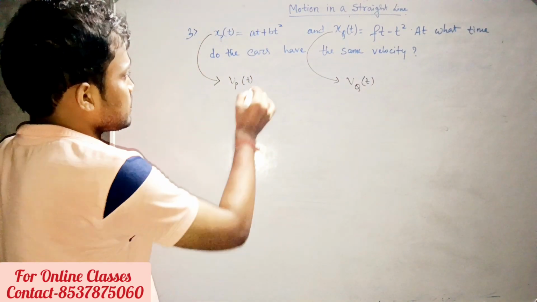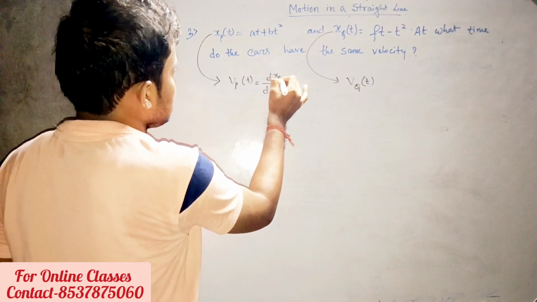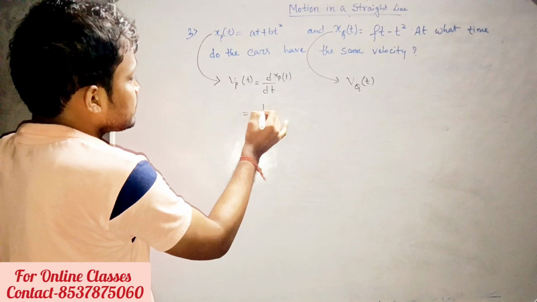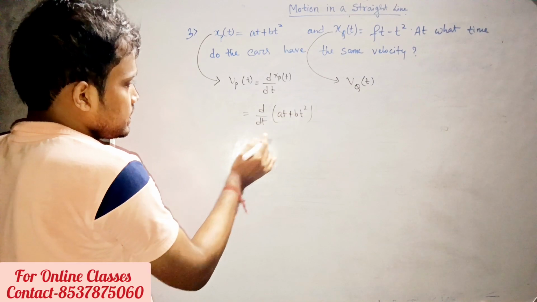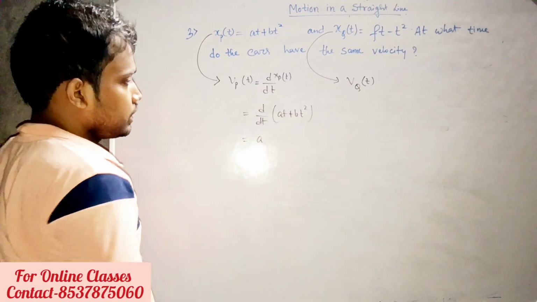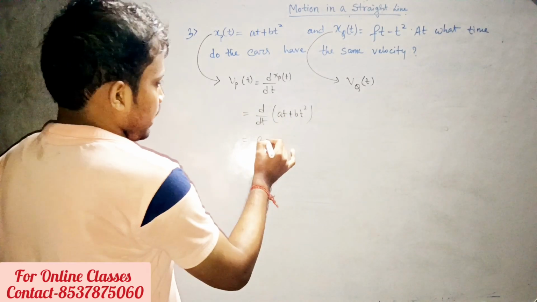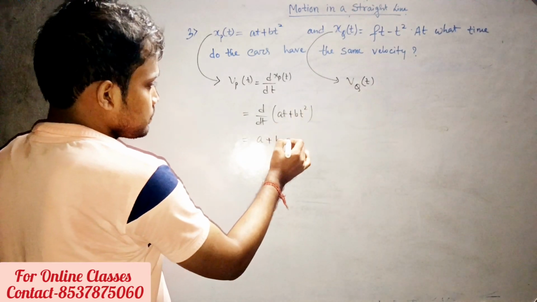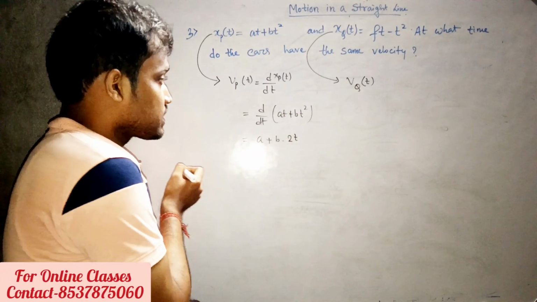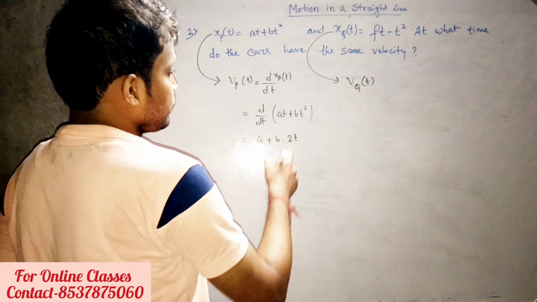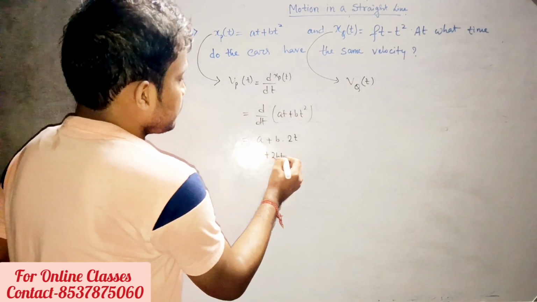So what will be the velocity? Basically, we have to take the derivative of x with respect to t. So d/dt of at plus bt squared. What will be the result? For at, we get a, since the derivative of t is 1. For bt squared, the power 2 comes down as a coefficient and the power is reduced by 1, so 2 minus 1 gives 1. So a plus 2bt will be the result of dx_P/dt.